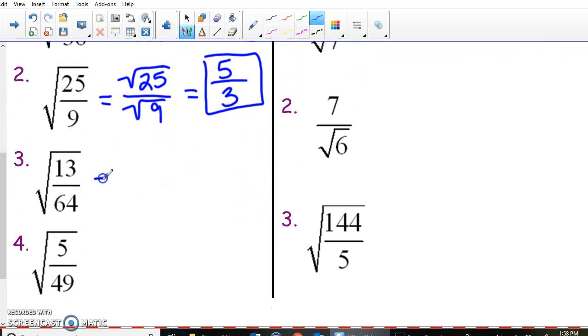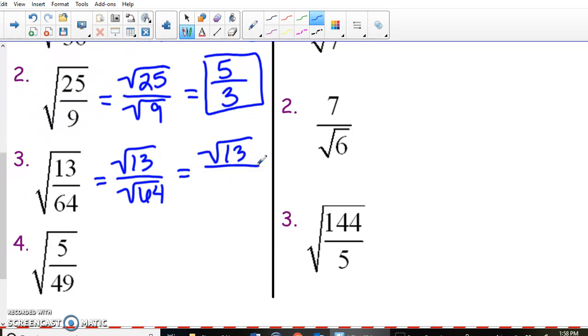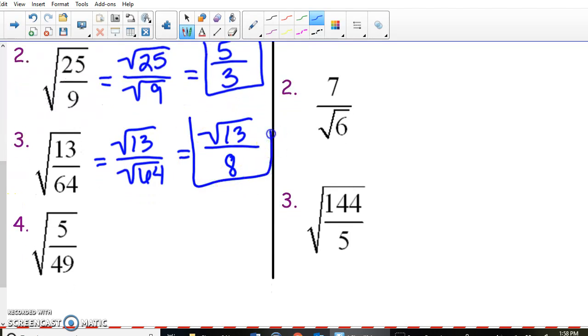Okay, and now this next one, I can do the same thing again. So I'll have the square root of 13 over the square root of 64. Now the square root of 13 is going to get you a nasty decimal because it's not a perfect square, and there's no perfect square factors in 13. So we're just going to leave that alone. We can't simplify that anymore. But the square root of 64 would leave us with 8. So that right there would be our final answer for that one.